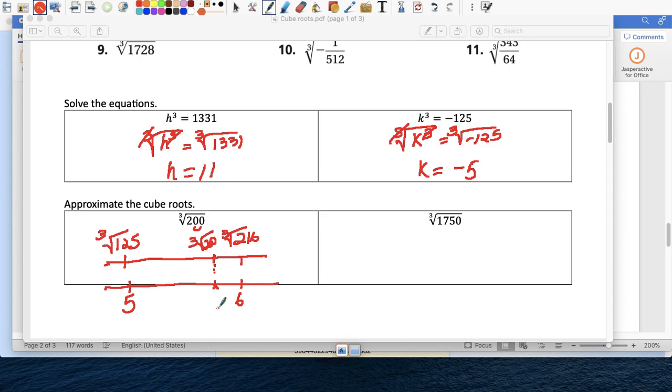What does this spot look like in my number line at the bottom? I don't know. 5.7, 5.8. Just out of curiosity, let me put the cube root of 200 in my calculator, and the calculator says it's 5.84. So we're pretty close. Right, so approximately 5.8. Next one, what's the cube root of 1,750?